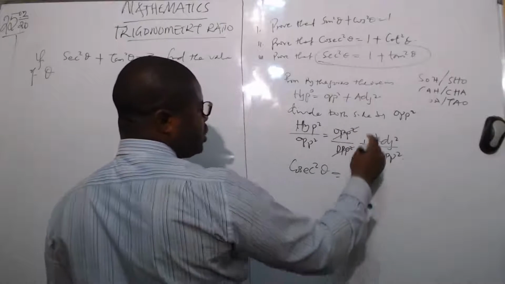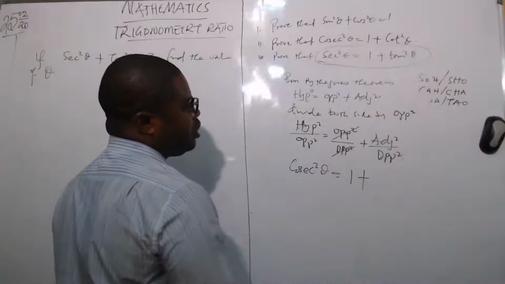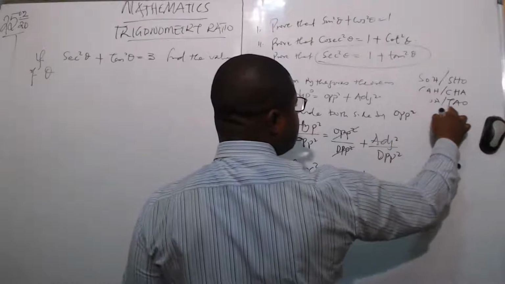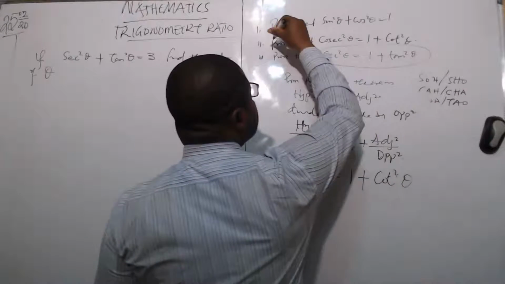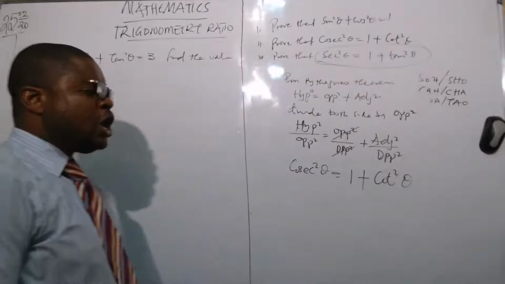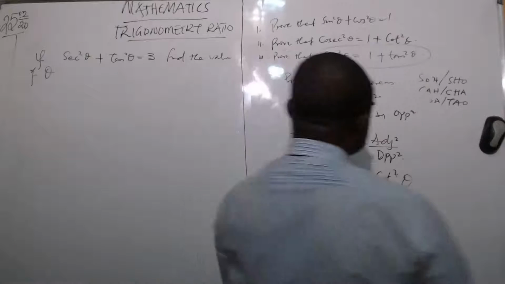1 plus adjacent over opposite, adjacent over opposite, inverse of tan. We are going to have cot square theta, which is the same as the second one. Take note of something now.